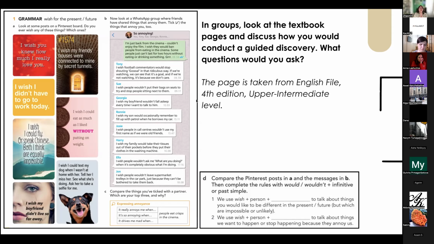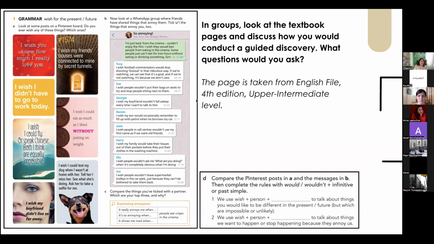And post threads using I wish, something relatable for your students. If it's an adult student, you can say, "Oh, I wish I had more free time to do things that I like." If it's a pupil from school, or a teenager, you can say, I wish my friends' houses were connected to mine by secret tunnels. I don't know, something like that.